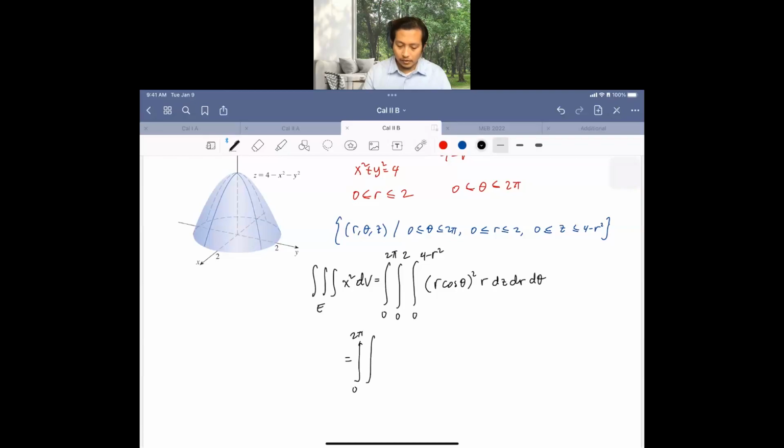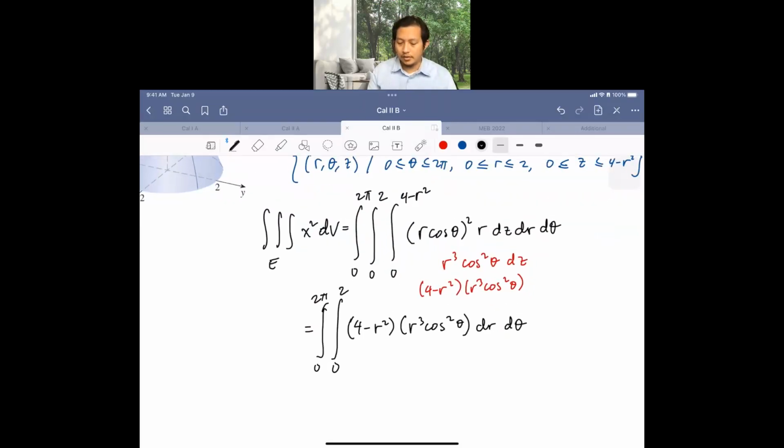Start from inside. We could start from r cubed cos squared theta, and then dz, and integrate. This will be multiplied by 4 minus r squared, giving r cubed cosine squared theta, right? We could just write it down, and dr d theta, right? And then look closely. I think we could separate.